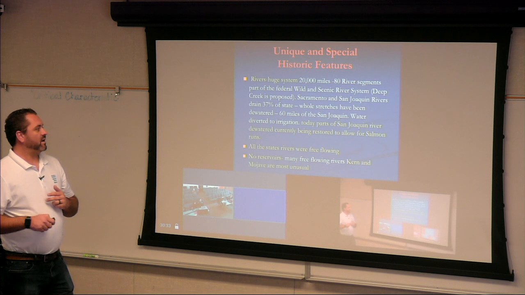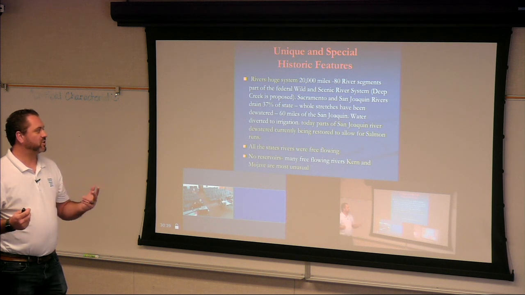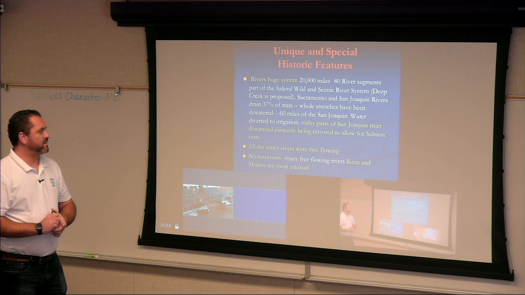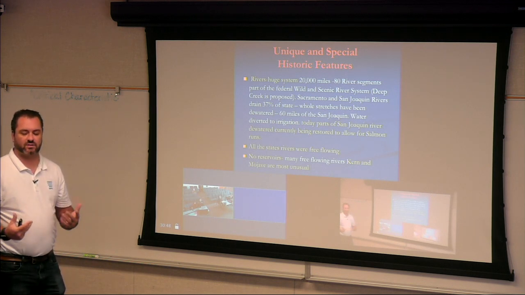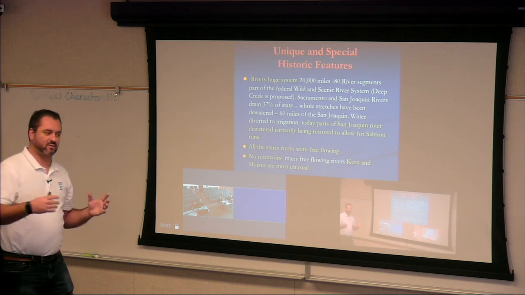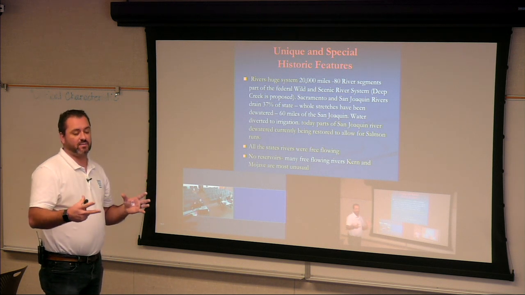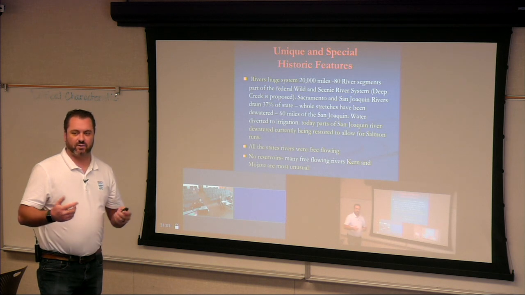But important to note, Sacramento and San Joaquin River drain 37% of the state, and whole stretches have been dewatered. 60 miles of the San Joaquin is being taken for agriculture. If you've driven through the Central Valley, you know crops. It's some of the most fertile land. We talked about this last week. It's a Mediterranean climate where you can grow these rare crops almost year round. I mean, they essentially did not have a winter this year.